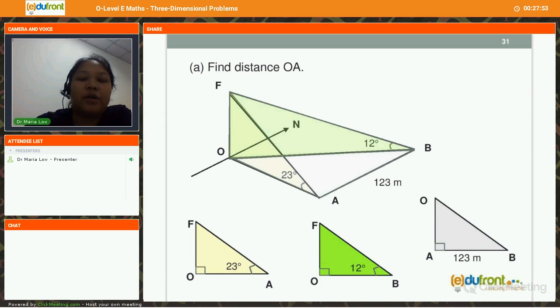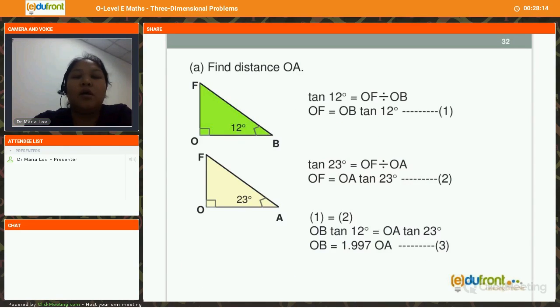But if you look at the first triangle that we have, yes, we need to find OA, and we are given an angle. How are we going to find the distance OA? So the thing is, there is insufficient information based on this right angle triangle. Since there is insufficient information in the right angle triangle, we are going to make use of whatever information is available to us. So let's take a look at the first triangle.